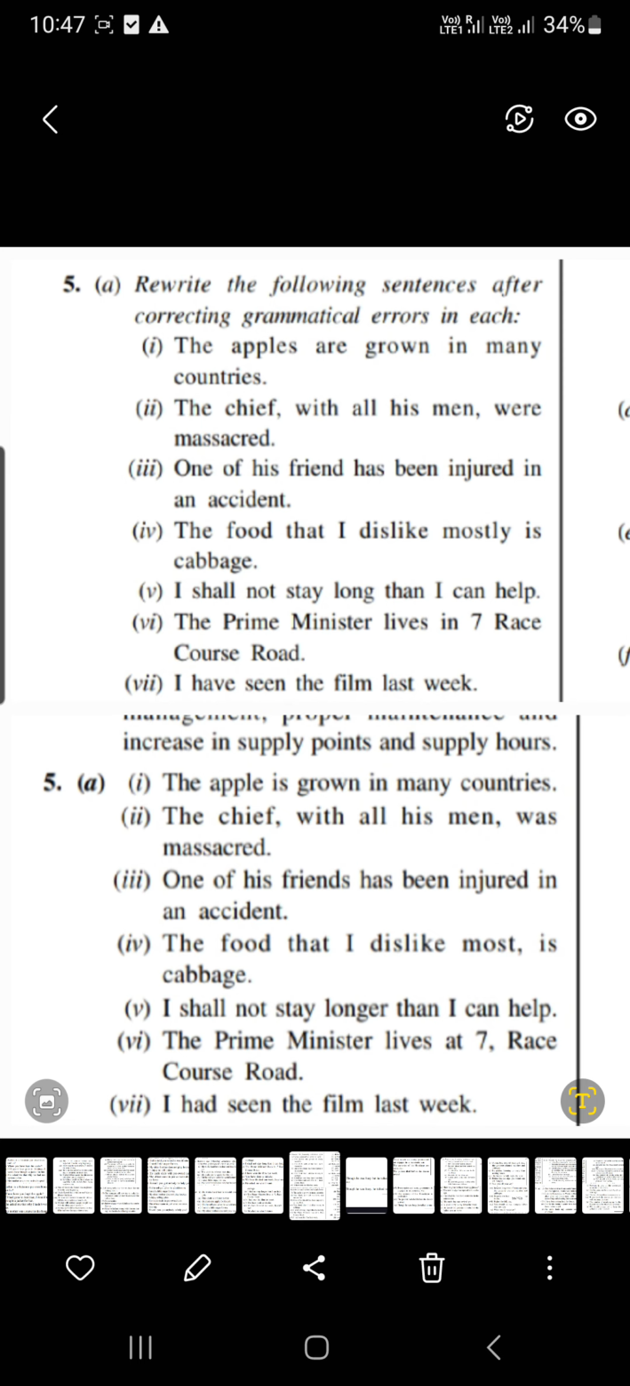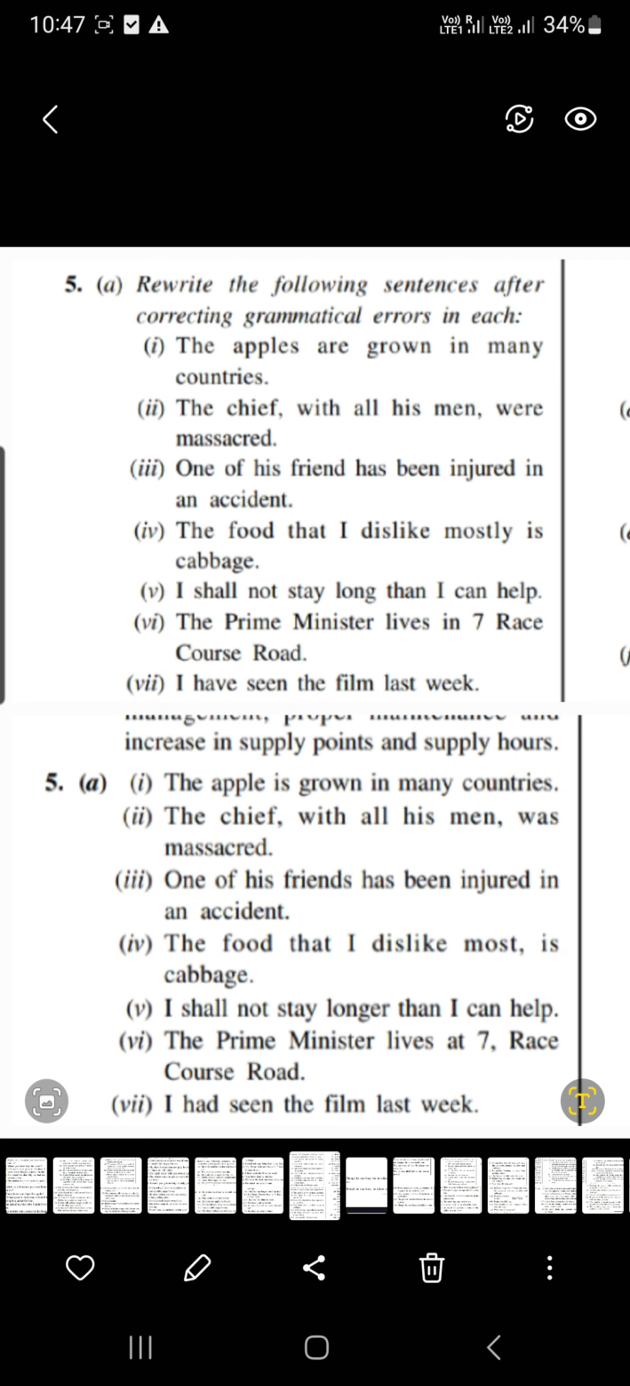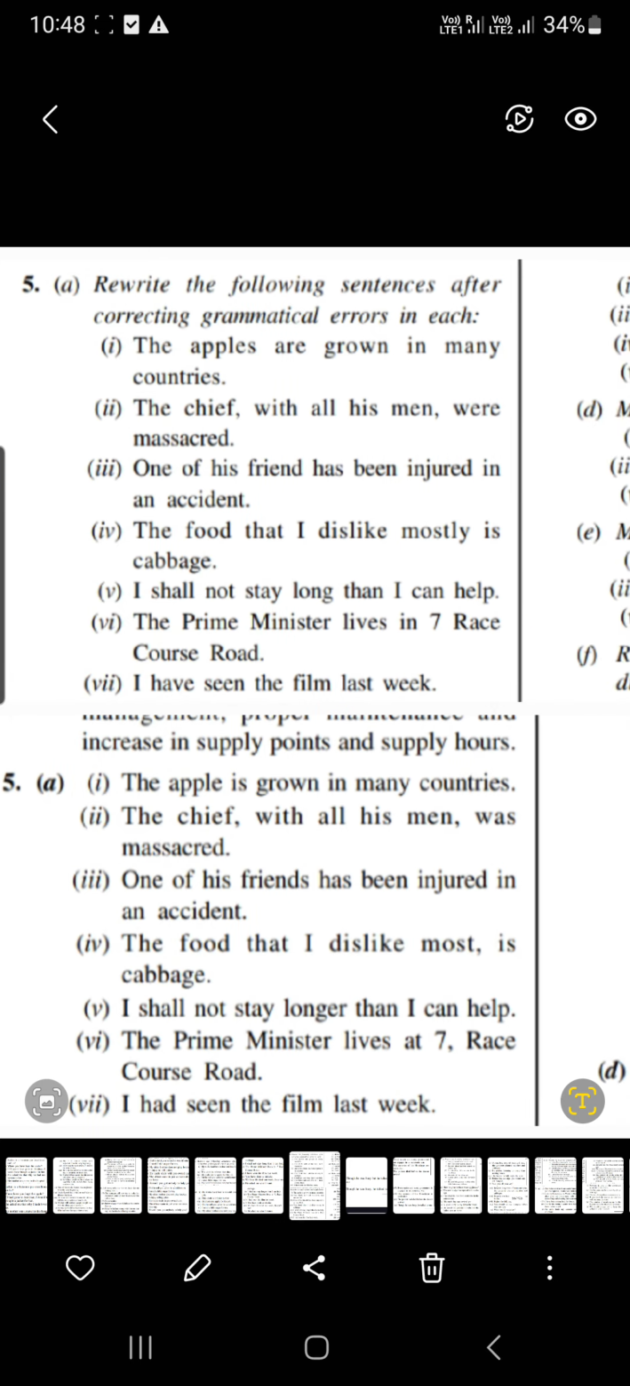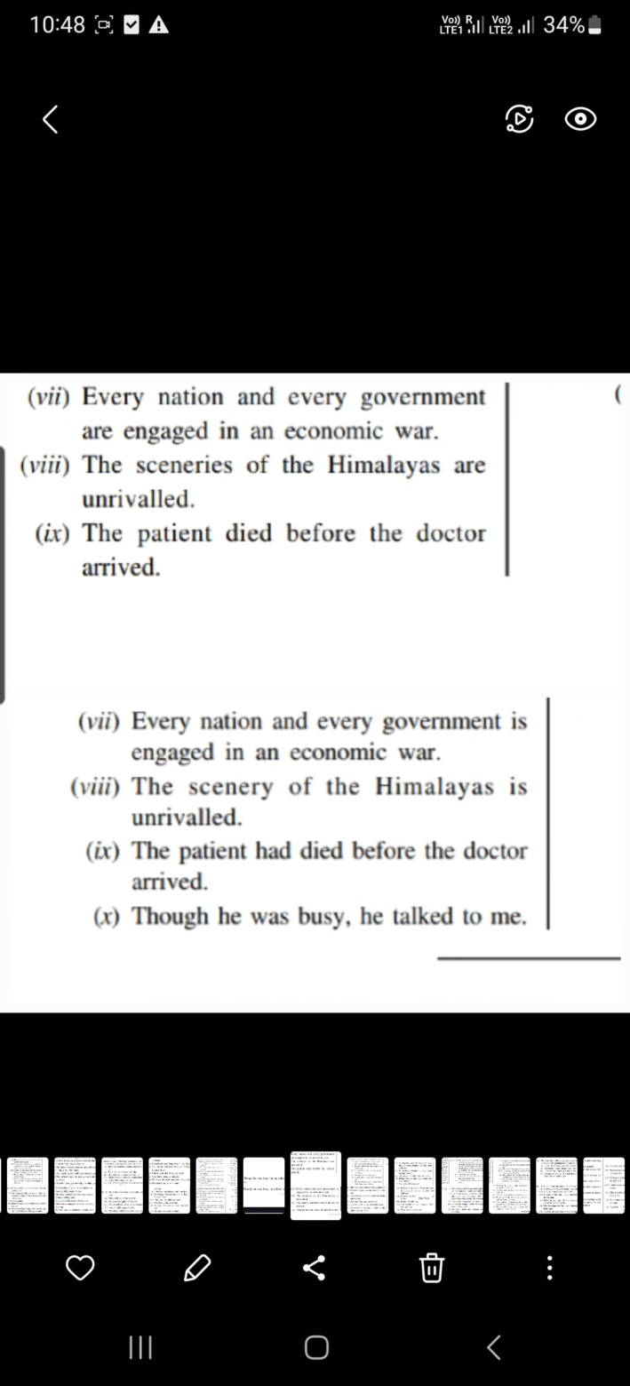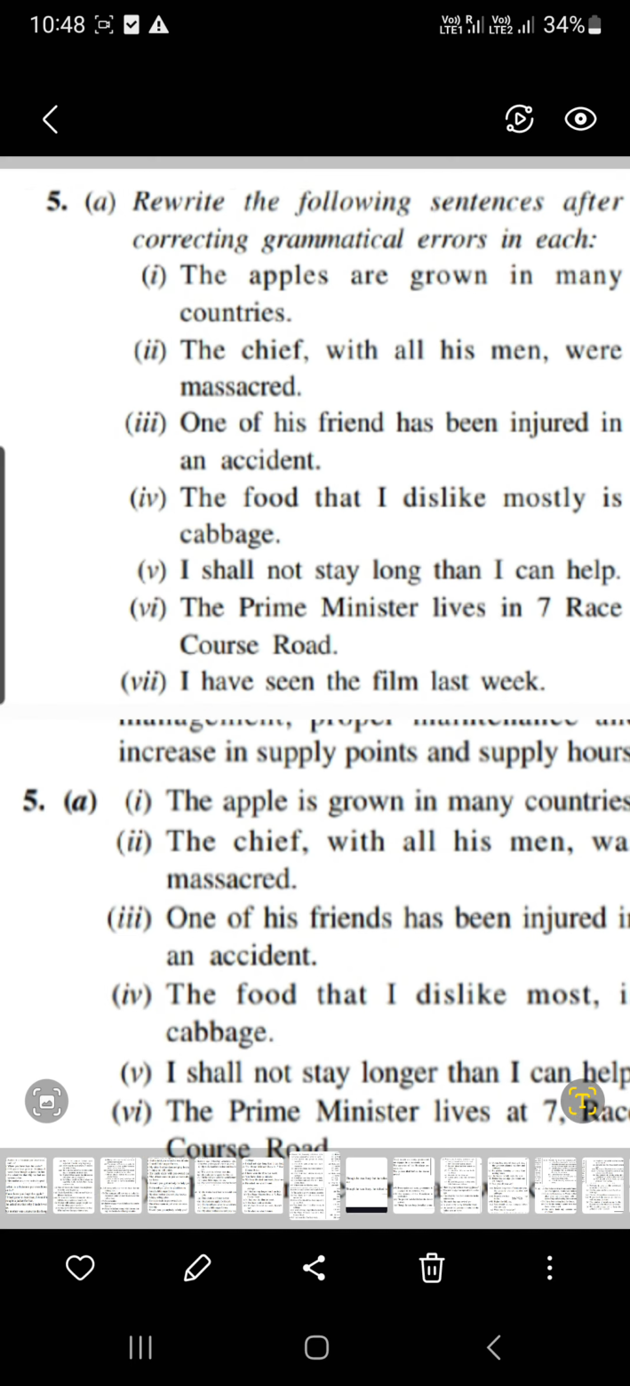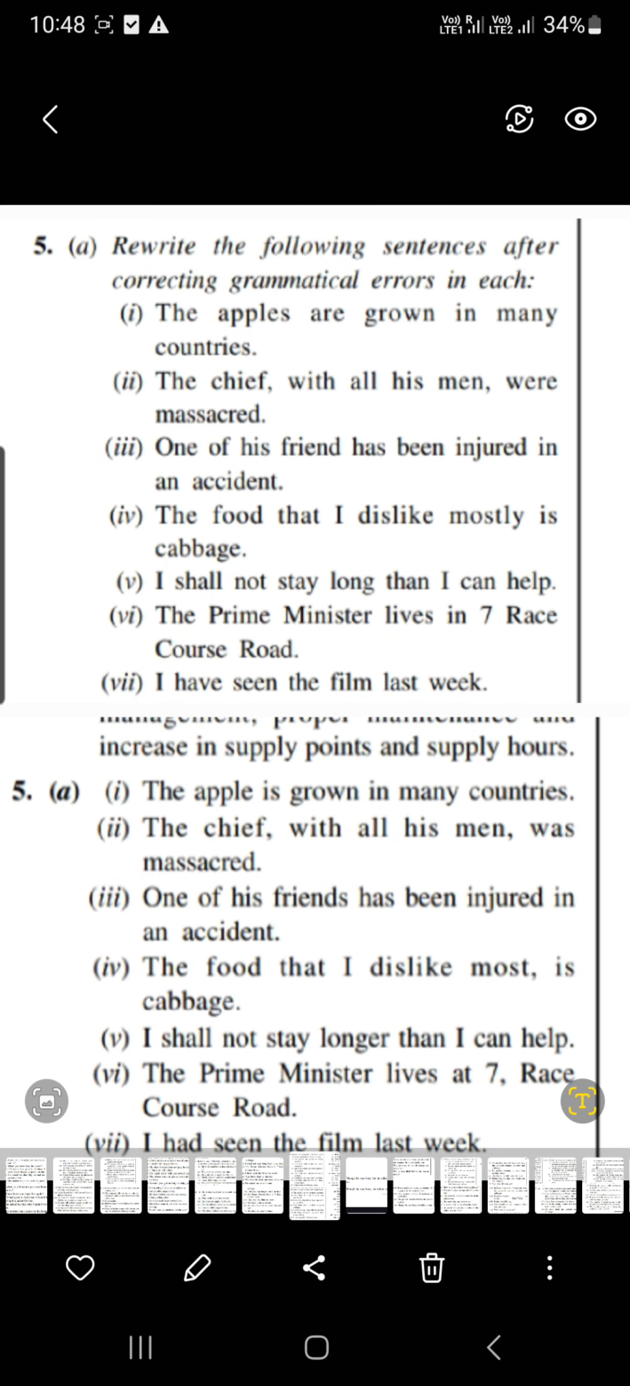However, as per this answer key, the correct statement is the apple is grown in many countries. So again, like the way we read over here, the scenery of the Himalaya is unrivaled. So similarly, the apple is grown in many countries. So you're speaking of one particular apple and you're saying is grown in many countries. Okay, so again, this is something that has to be kept in mind, and just revise this one.